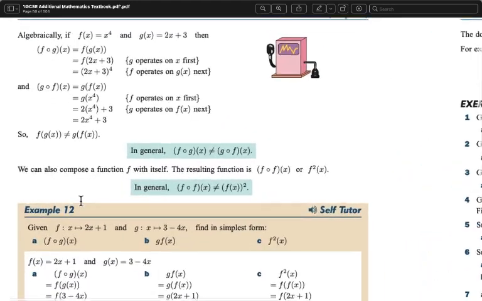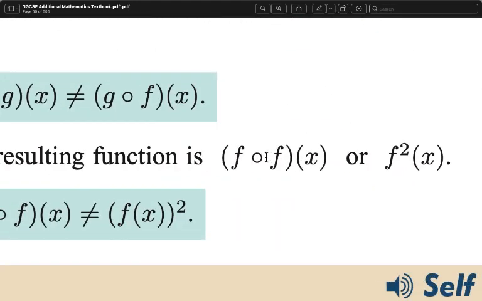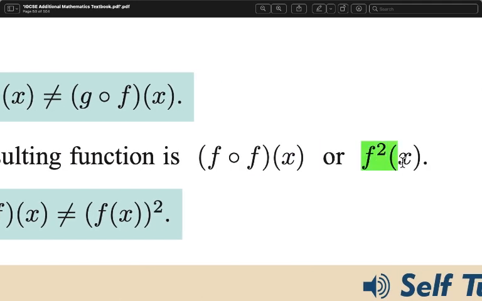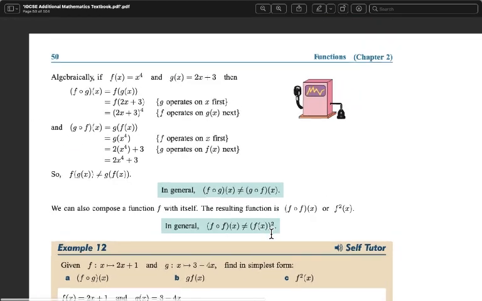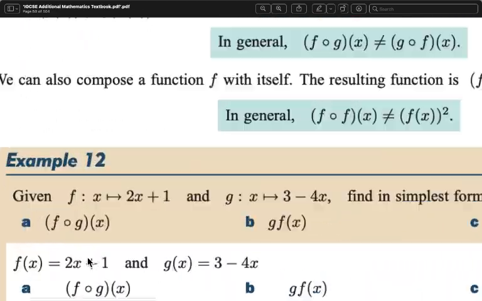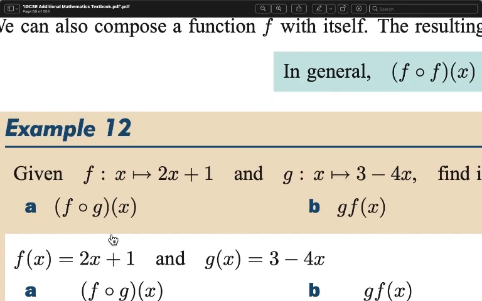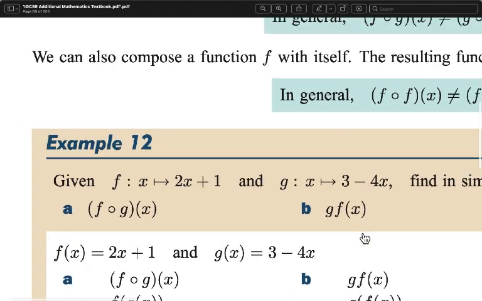and they don't equal each other. Also, when you see f of f of x, it means that the value you obtained in f is put into f again, but it does not equal squaring the values that you obtained at f of x. They are completely different. Look at this example. f of x equals 2x plus 1, and g of x equals 3 minus 4x.